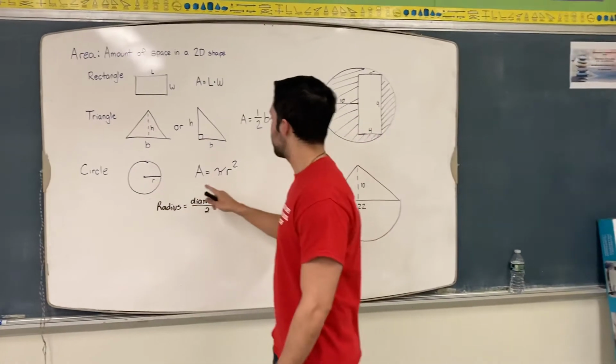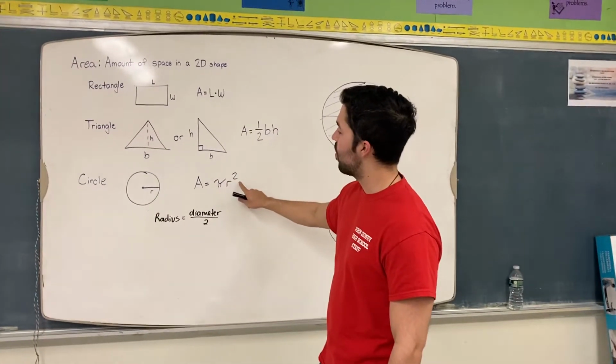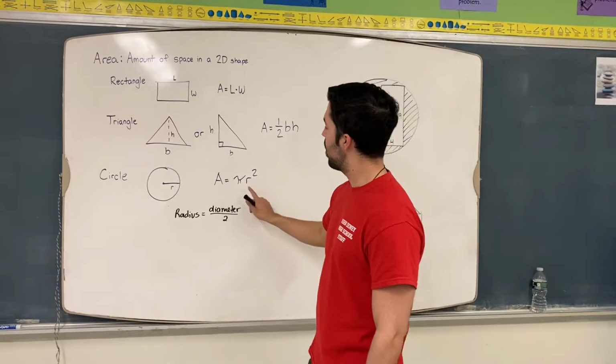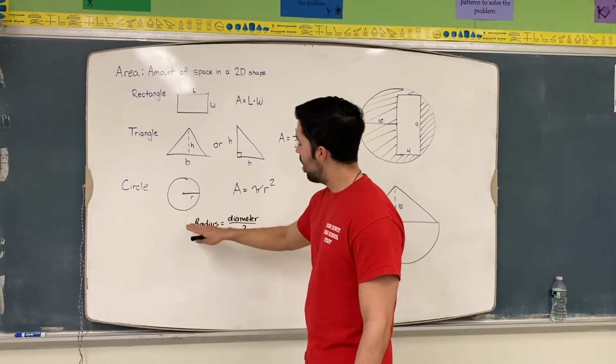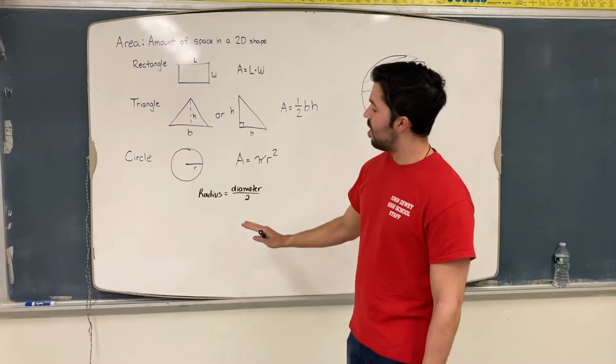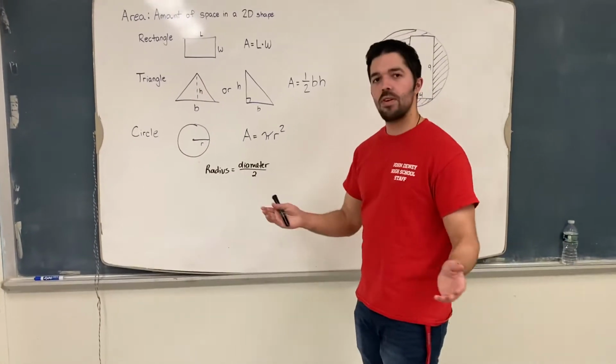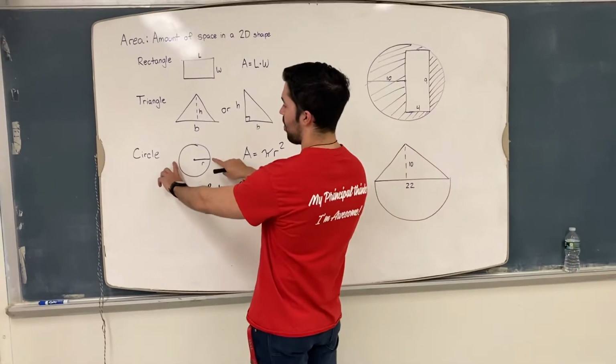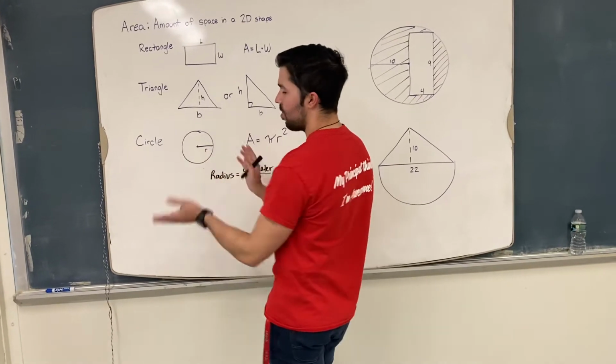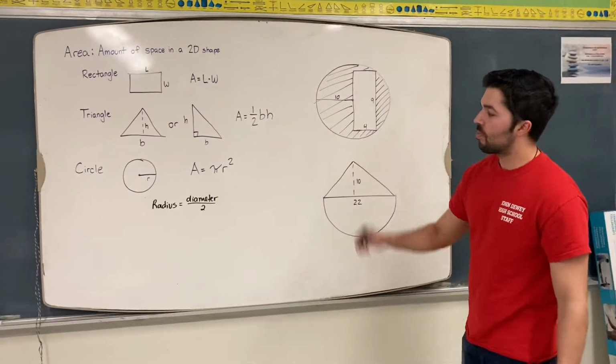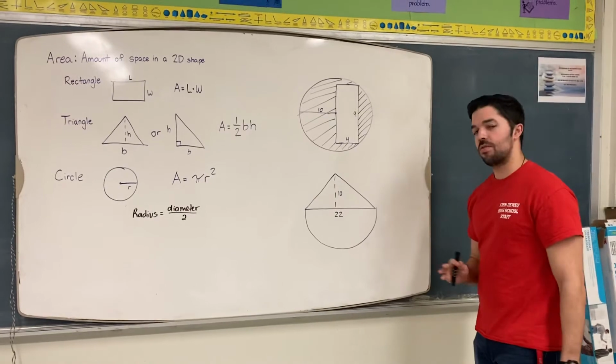Circle is pi radius squared, okay? So you just do radius squared and multiply by pi. If they give you the diameter instead, the radius is just take the diameter and divide it by 2, okay? You should know the diameter is the entire thing. If you want the radius, just divide by 2. All right, so we're gonna use that to answer these two questions.